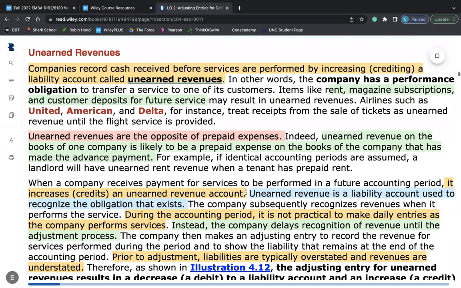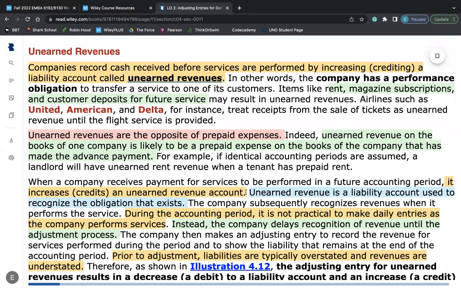Unearned revenues. This is always fun. Companies record cash received before services are performed by increasing or crediting a liability account called unearned revenues. In other words, the company has a performance obligation. Remember earlier, we talked about the different performance obligations and their breakdowns. In other words, the company has a performance obligation to transfer a service to one of its customers.